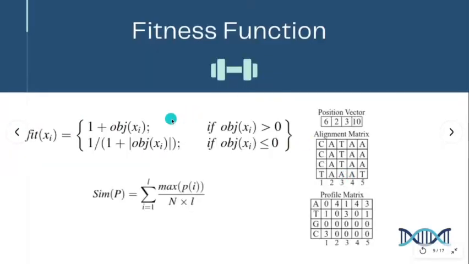So for our fitness calculation, the employed bees follow this function. If the objective fitness is greater than 0, then it adds 1. But if it's less than 0, then we scale it to a positive number, basically avoiding negative values. So our objective function, the fitness function in this case, is a similarity function, which uses the maximum frequency of each column in the profile matrix. For example, in this column, the maximum frequency is 3, which is of C bases. So max P I equals 0 would be 3 for our zeroth column.